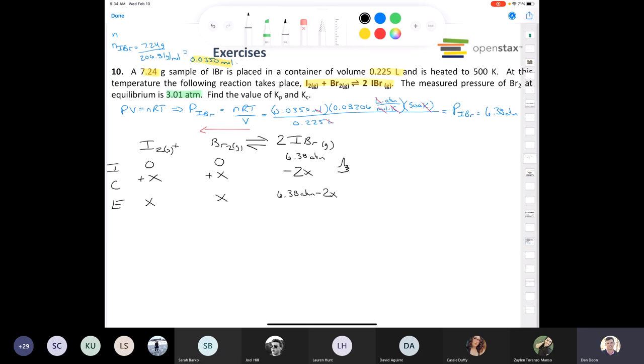Now, what other information have they told us? They told us that at equilibrium, the pressure of the bromine, the Br2, is 3.01 atmospheres. Look at the math. If I have 0 plus x and x is equal to 3.01, what is x equal? X equals 3.01 atmospheres. So that means I'm going to have 3.01 atmospheres of my iodine, and I'm going to have 6.38 subtract 2 times 3.01 atmospheres for my IBr, which equals, and I've done this already, can't read my writing.